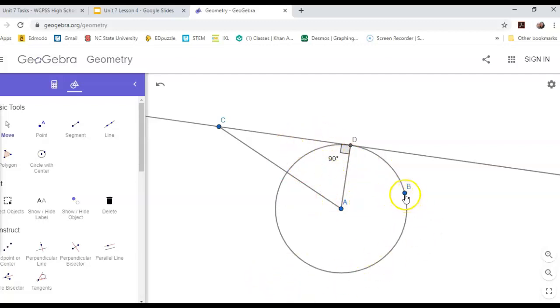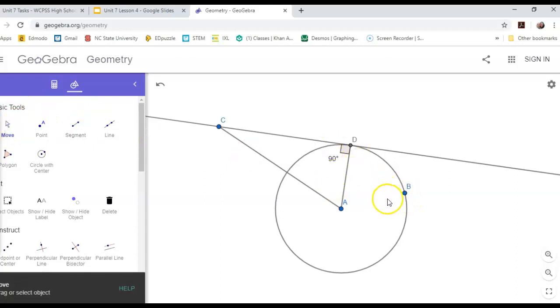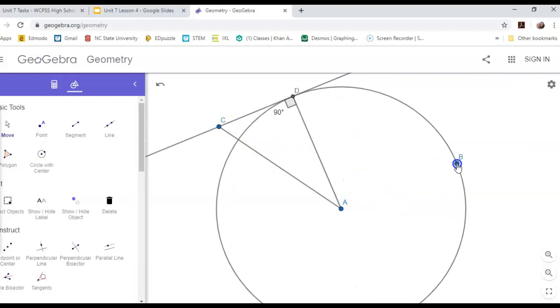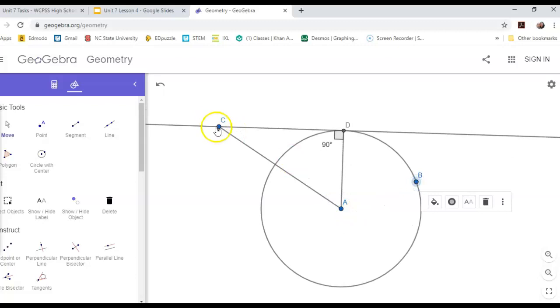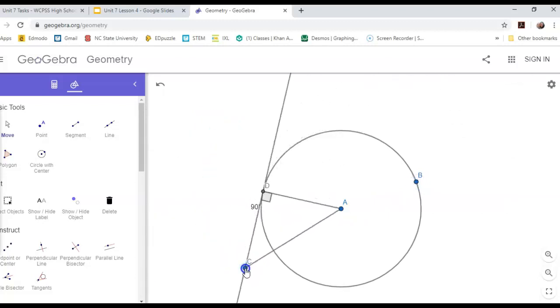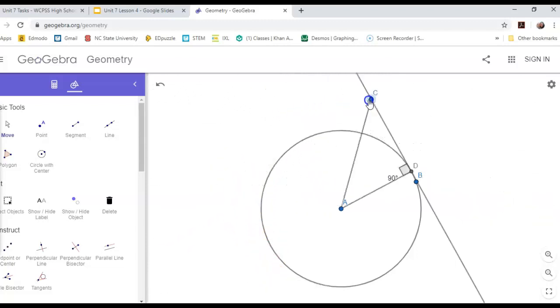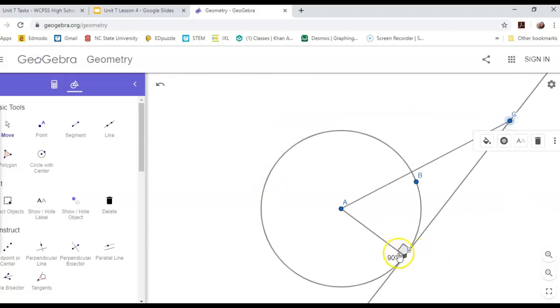So I want to try it out for a couple of different sized circles and different arrangements for the points and such. If I make it a bigger circle, it's still a 90 degree angle. If I make it a smaller circle, it's still a 90 degree angle. If it's the same size circle, but I move point C over here, it's still a 90 degree angle. And if I move point C over here, it's still a 90 degree angle.